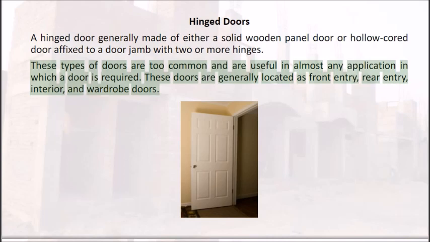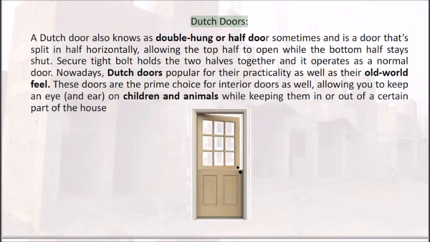Dutch doors. A Dutch door, also known as a double hung or half door, is a door that is split in half horizontally, allowing the top half to open while the bottom half stays shut. A secure bolt holds the two halves together and it operates as a normal door. Nowadays, Dutch doors are popular for their practicality as well as their old-world feel. These doors are a prime choice for interior doors as well, allowing you to keep an eye and an ear on children and animals while keeping them in or out of a certain part of the house.